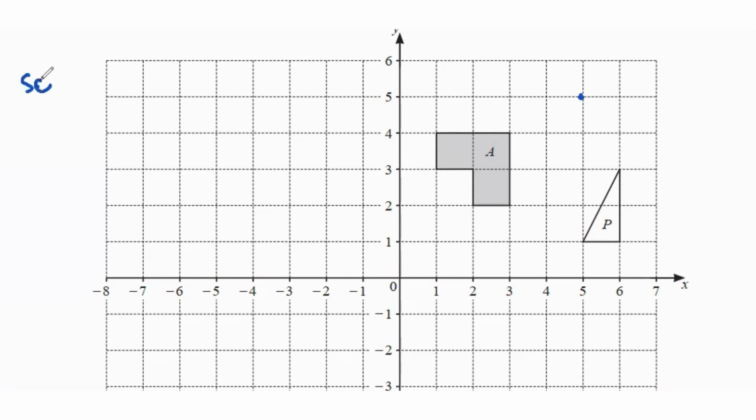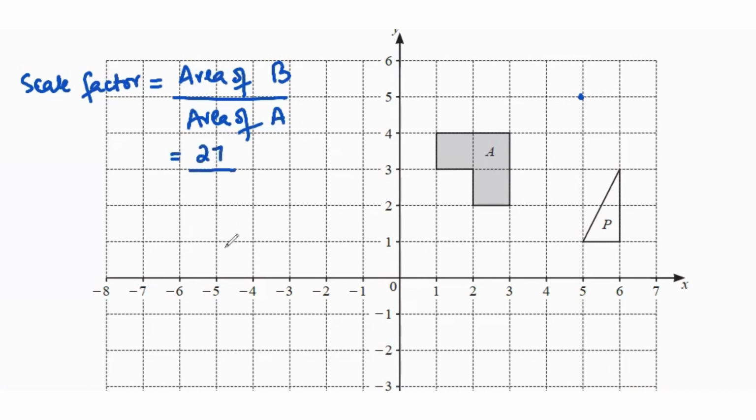So first we need to find the scale factor. To find the scale factor, the formula we use is the area of the enlarged shape, which is B, divided by the area of the original shape, which is A. The area of the enlarged shape is given as 27, and the area of A can be found using the shape. Since there are 3 boxes, we'll do 3 squared. So that's going to be 27 over 9, which is 3. So this is our scale factor.